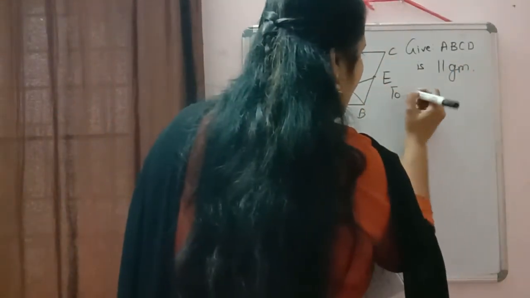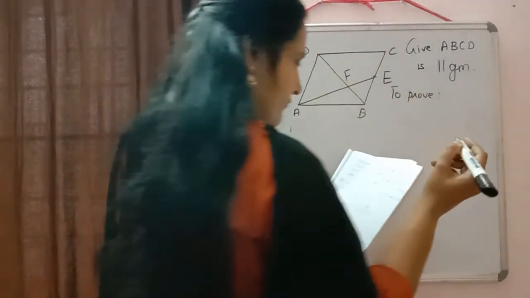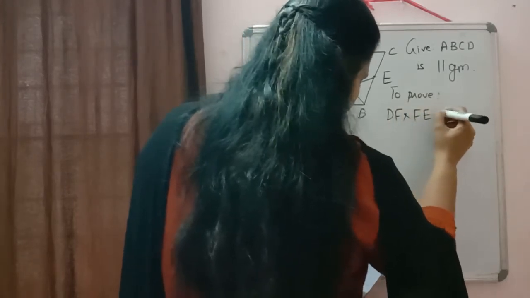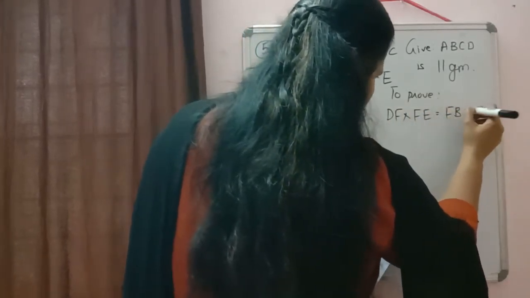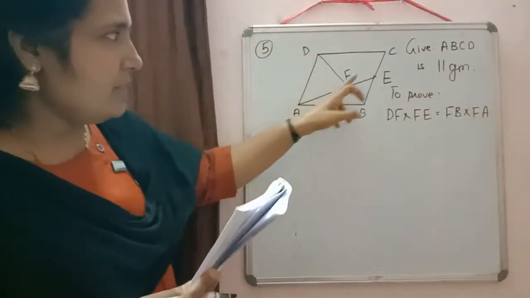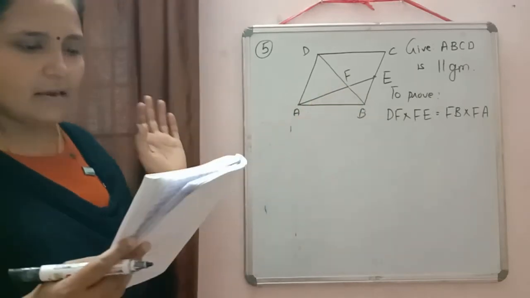Then next we will write to prove. What do we have to prove here? We have to prove DF into FE is equal to FB into FA.